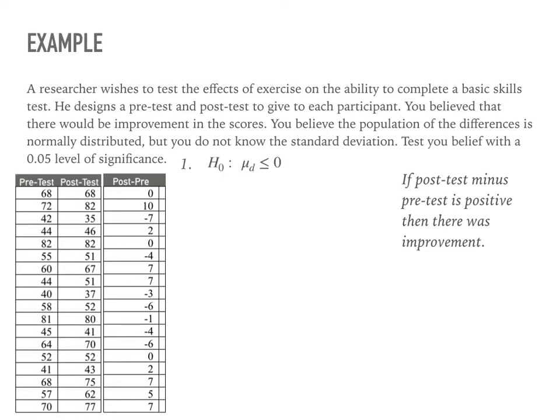So the null hypothesis would be the mean of the differences less than or equal to 0. The alternative hypothesis, the mean of the differences is greater than 0. The difference is positive, meaning an improvement here. So the alternative hypothesis is our claim. Now our level of significance is 0.05, and our critical value is 1.740.